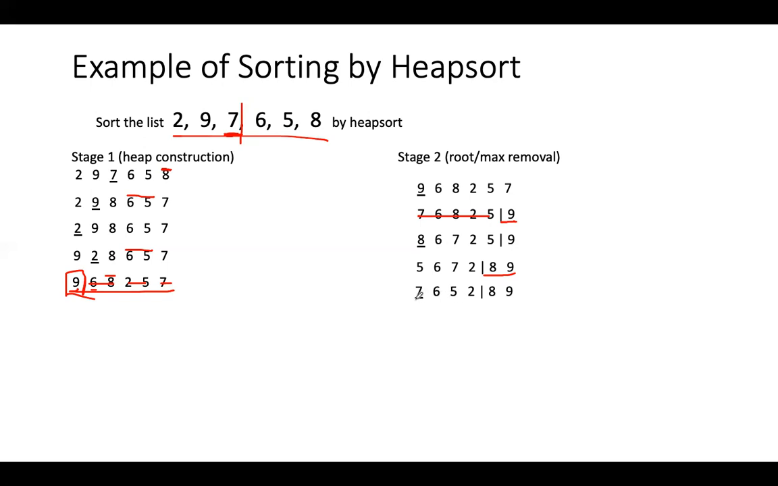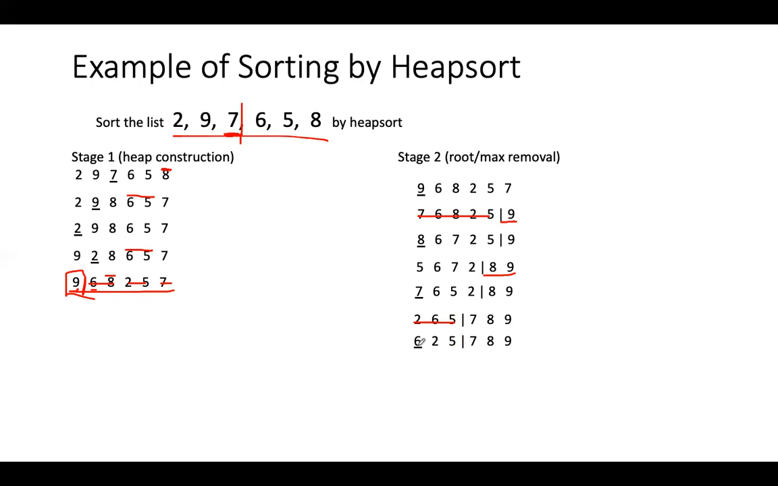So what's the next step? The root will replace the last leaf node. 7, 8, 9. We will remove 7 from this list. So the remaining elements are 2, 6, 5. Among these 3 elements, the heap condition is not satisfied because 2 is less than 6. So swap 2 and 6.